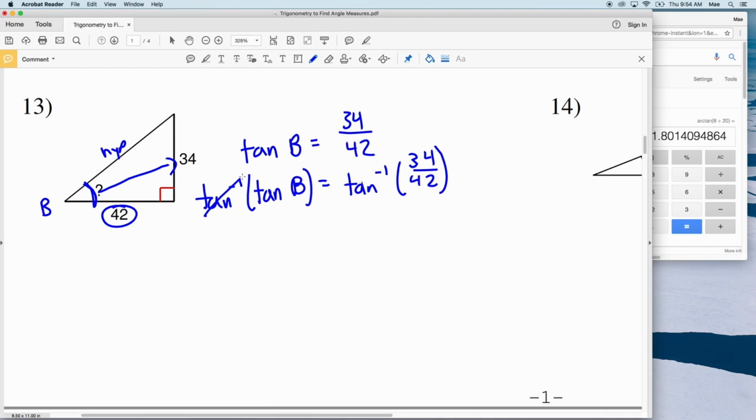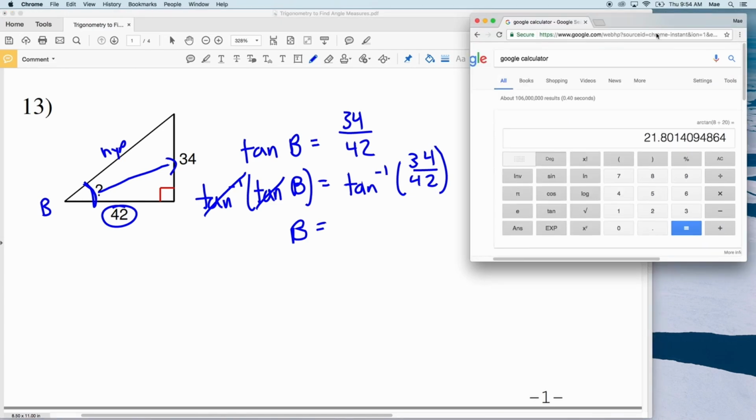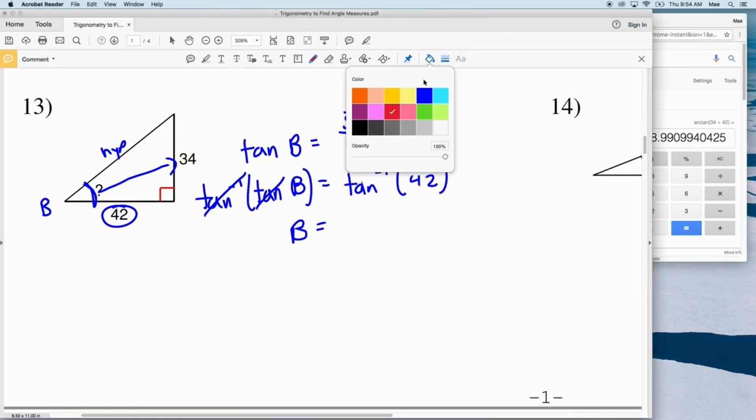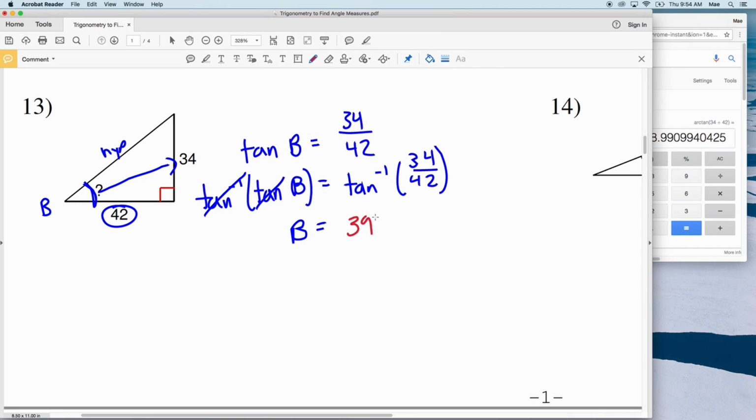Taking the inverse tangent of both sides, we're left with B on the left-hand side, so that angle B is equal to the inverse tangent of 34 over 42. Typing that into our calculator, we're going to get approximately 39 degrees. So the measure of angle B, which is our indicated angle, is 39 degrees.